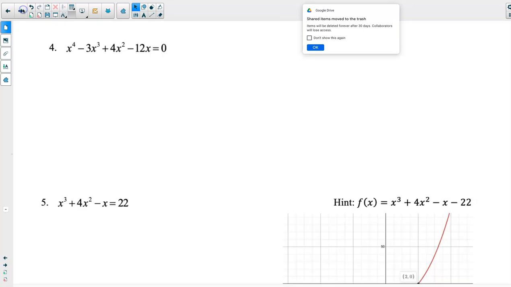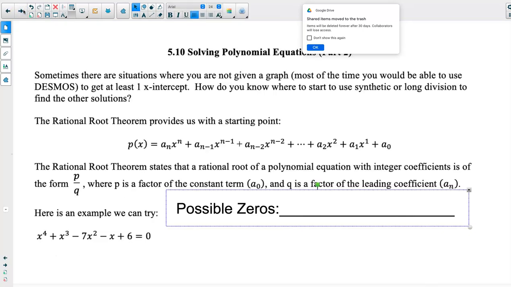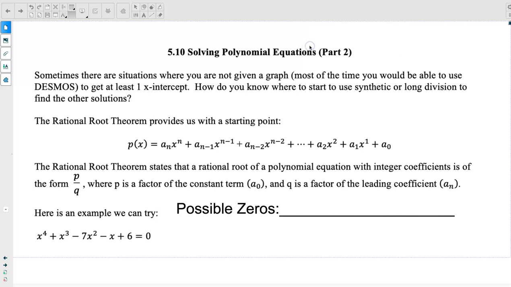And take a look at 510. The thing about 510 is this is like your last resort, last ditch effort. So if you cannot factor, if you don't have a picture of a graph, if you don't know what a possible solution is, we use what is called the rational root theorem. And what that does is it gives you possible zeros.